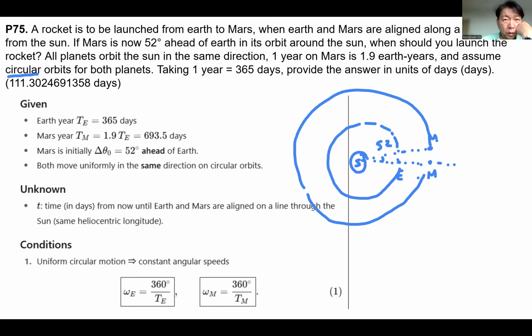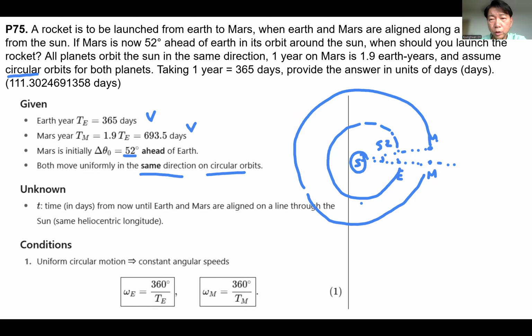Okay. So what is given is that the Earth year is given by this one, Mars is given by this one. Mars is initially delta theta 0 = 52 degrees ahead of the Earth. Both move uniformly in the same direction on circular orbits. What is given by year is the time to take one revolution.